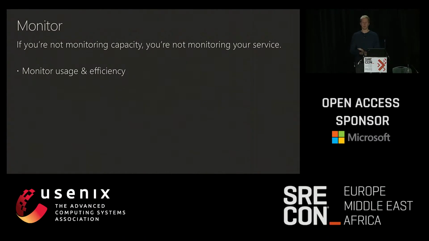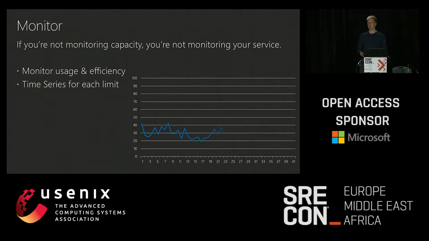Monitoring is an incredibly important part of capacity management. You should think about this not only as your usage, but also the efficiency that you're getting from your resources. There's three main approaches that we consider for monitoring. The first is you need a time series dashboard with each of your limits. Time series databases work great for this, but you can do it with more hobbled together solutions as well.